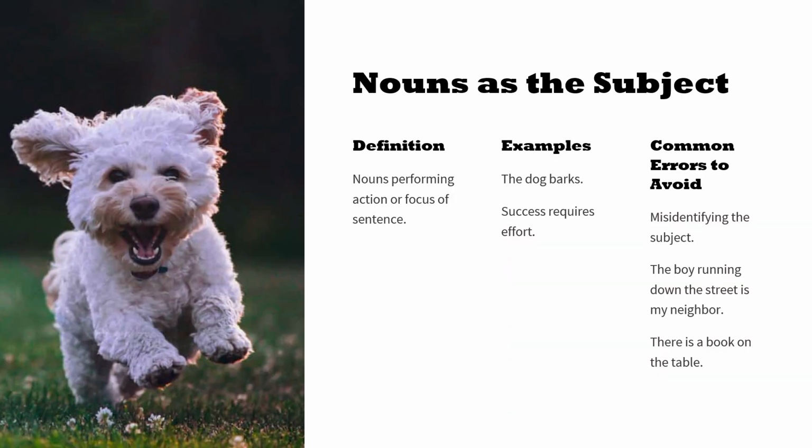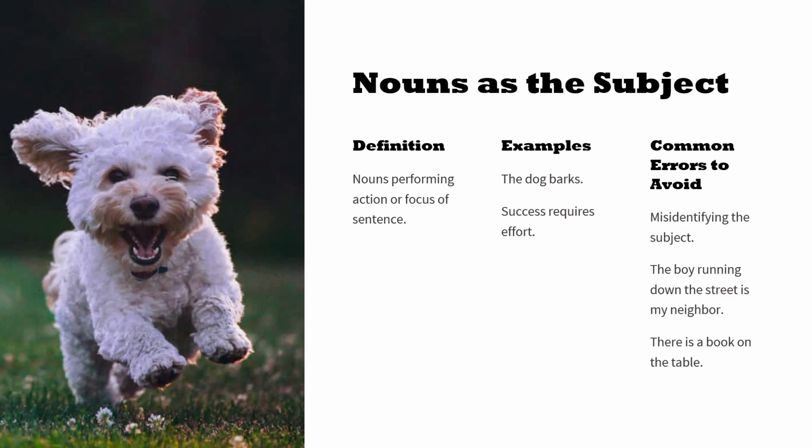So let's begin our exploration of noun functions with one of the most fundamental roles, nouns as a subject. And this is perhaps the most common function you'll encounter, as the subject is the starting point for understanding who or what a sentence is about. So in grammar, the subject of a sentence is the noun that performs the action of the verb or serves as the focus of the sentence. Essentially, the subject tells us who or what the sentence is about. So without a subject, a sentence cannot be complete or grammatically correct.